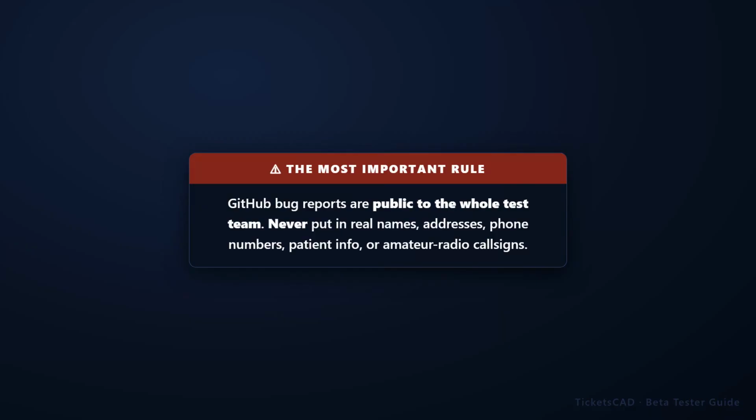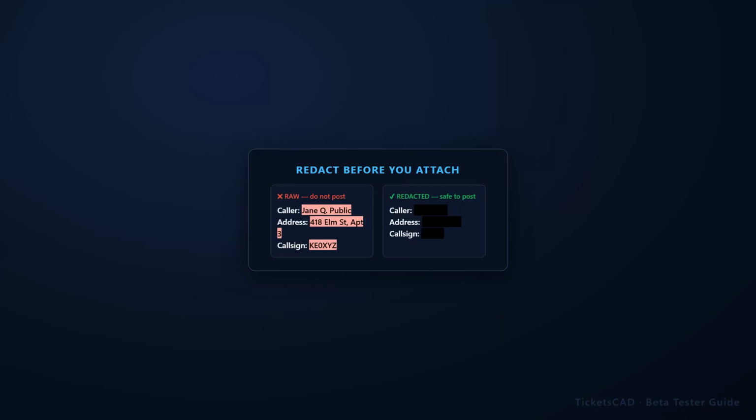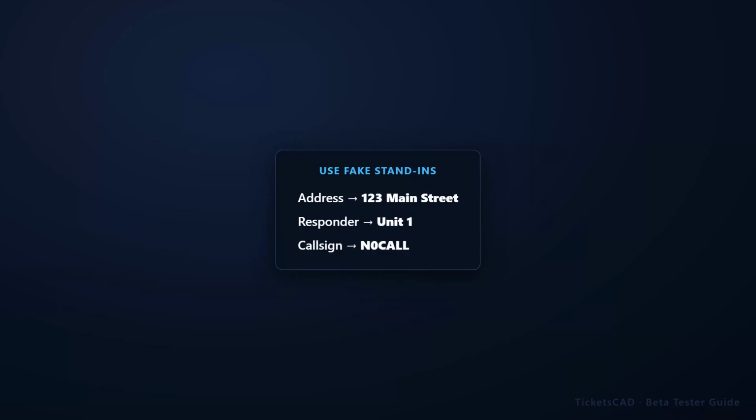Staying safe is easy. Test with demo data, not a real call. Before you attach a screenshot, redact it. On the left, a raw screenshot with a name and address. On the right, the same picture with a black box over those fields. The bug is still perfectly visible, only the private parts are covered. And in your description, use fake stand-ins: 123 Main Street for an address, Unit 1 for a responder, November Charlie Alpha Lima, Lima for a call sign.